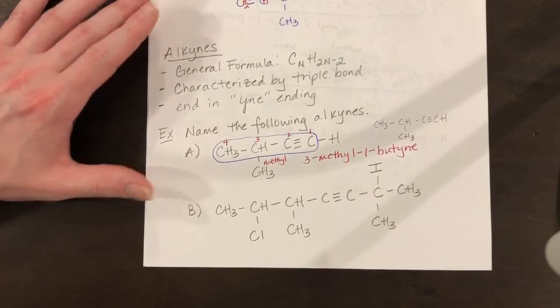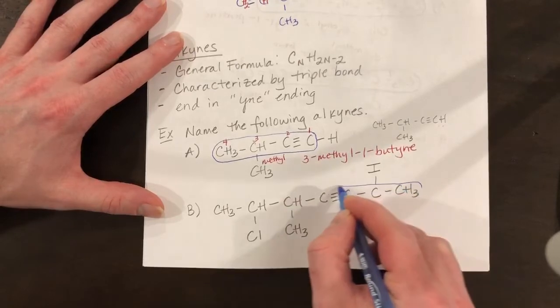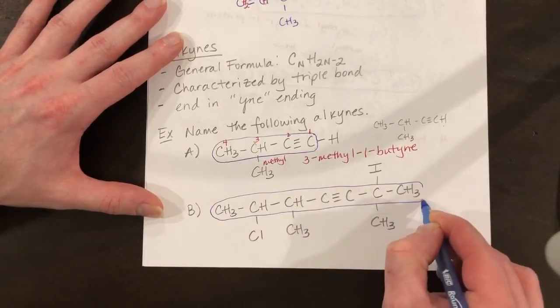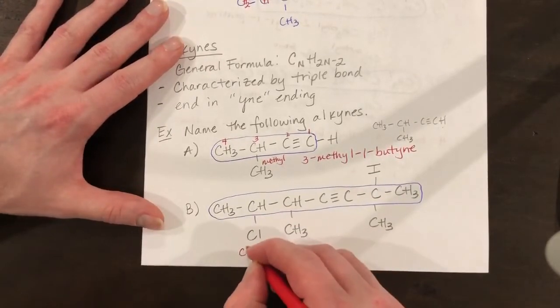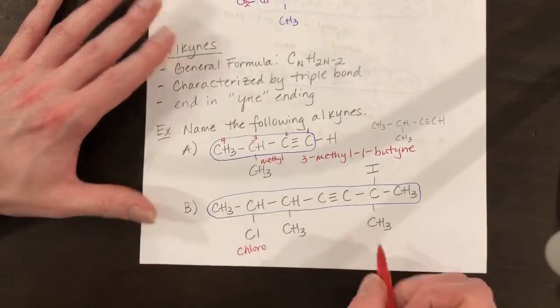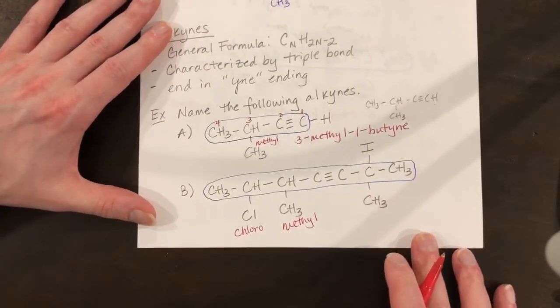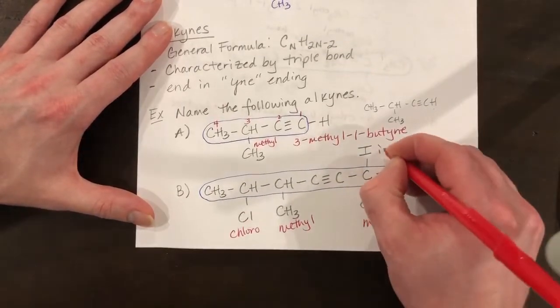So we're going to identify the longest chain of carbons. So it's going to go across like this. Okay, we have a chloro, we have a methyl, we have another methyl, we have an iodo.